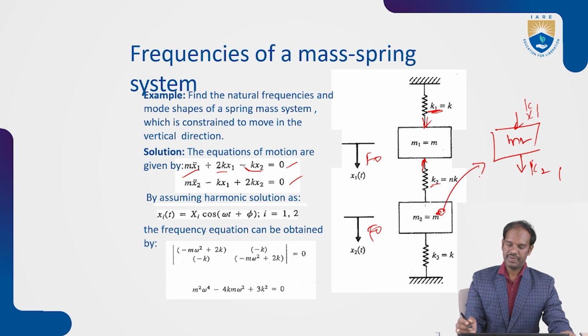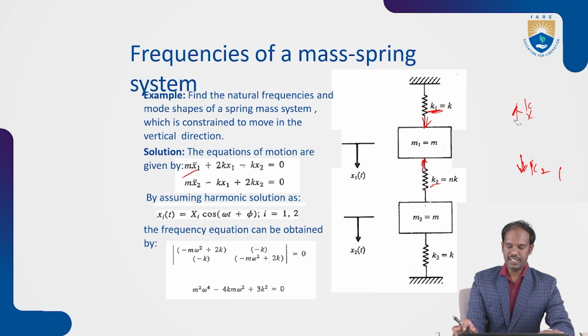Now it moves in the same way. Here we have mass into acceleration of m2, and k1 x1, which acts in this direction and will pull back, so we take it as minus k x1. And k1 into x2 will pull in that direction. The forces are taken as zero only. There are harmonic forces, which will be discussed later.